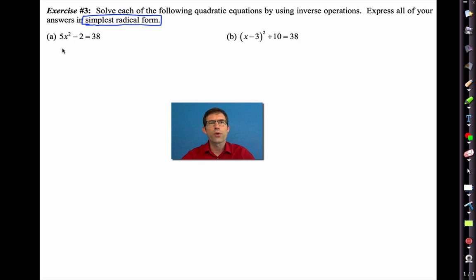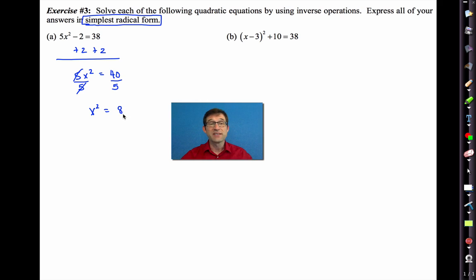Okay, just like before though, forget about simplest radical form. We've squared x, we've multiplied by 5, we've subtracted 2, and we got 38. So the first thing I'm going to do is add 2 to both sides to get rid of that subtraction. That was the last thing that happened, so it's the first thing that I will undo. Now I will undo that multiplication by 5, and I'll get x squared is equal to 8.